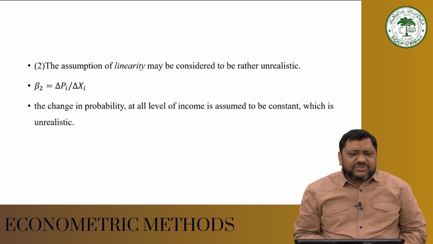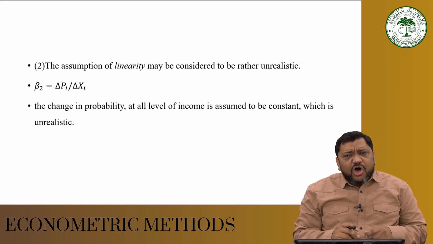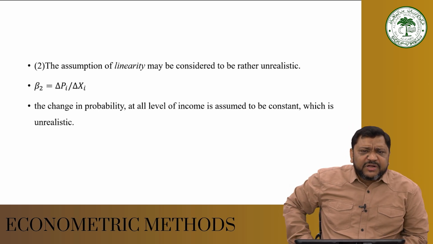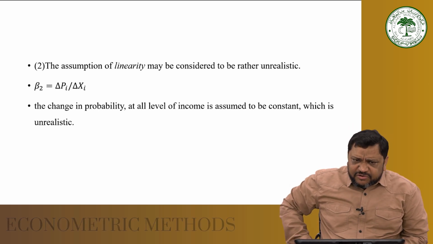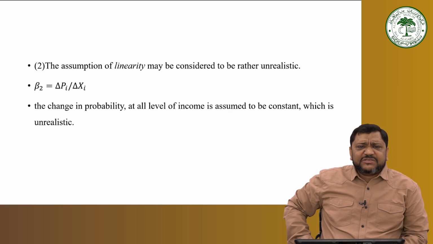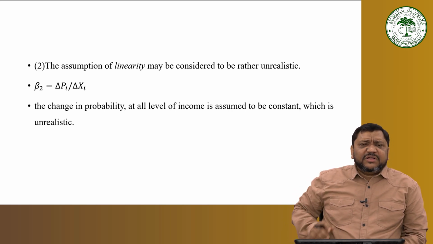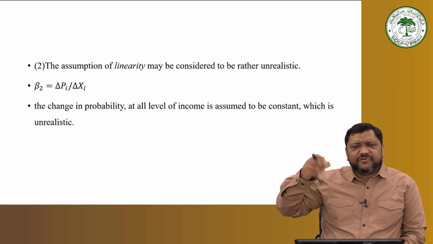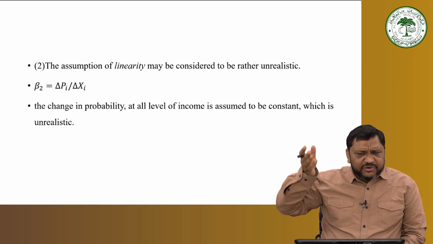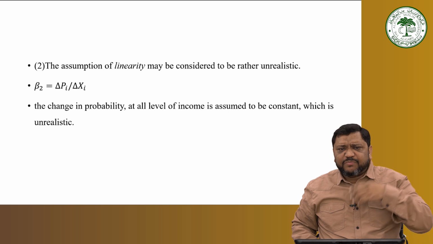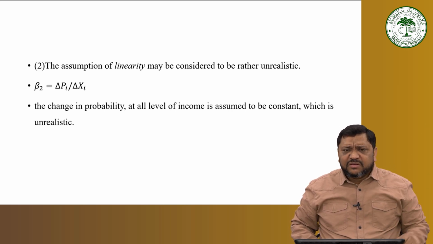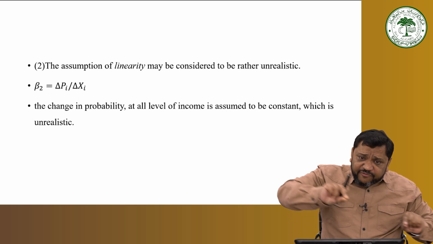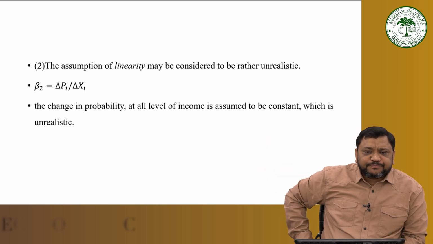That is, this change in probability at all levels is assumed to be constant. We have a slope coefficient beta 2 equal to 0.6. Then we can say that when there is a linear relationship, in crude terms, if x, the independent variable, increases by one unit, the probability will increase by a certain amount. But that certain amount is constant for the entire relationship.